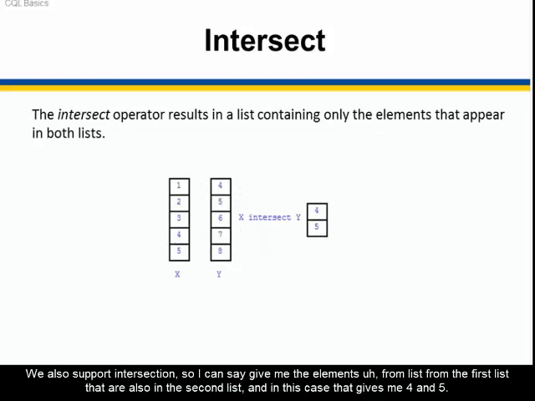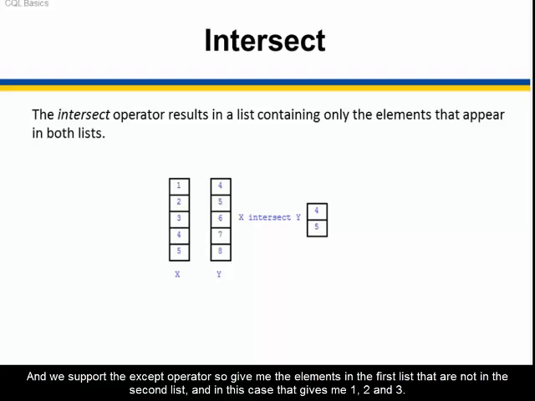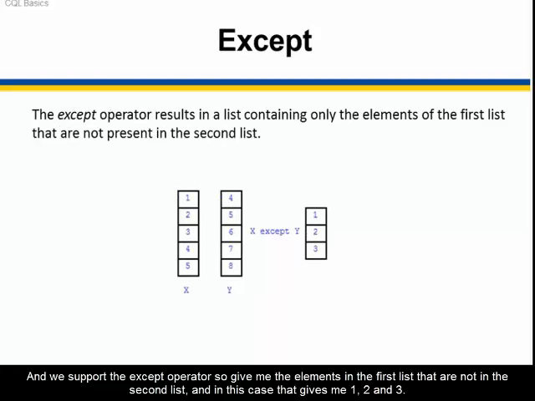Also support intersection. So I can say, give me the elements from the first list that are also in the second list. And in this case, that gives me 4 and 5. And we support the except operator. So give me the elements in the first list that are not in the second list. And in this case, that gives me 1, 2, and 3.